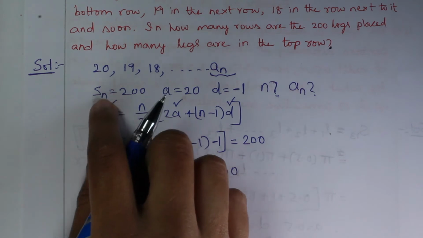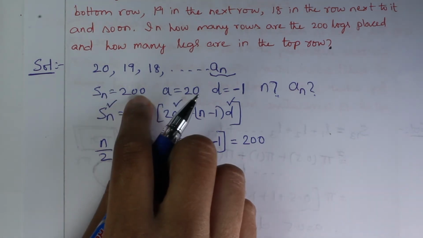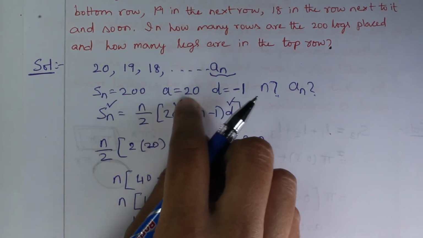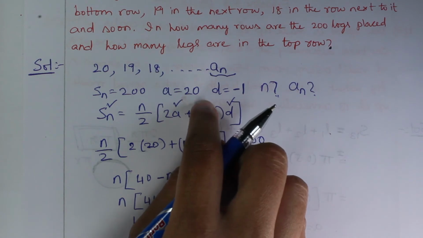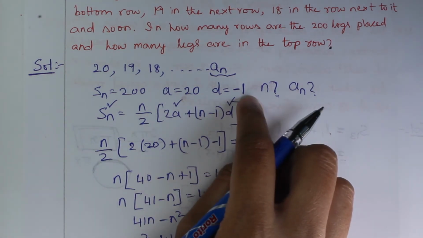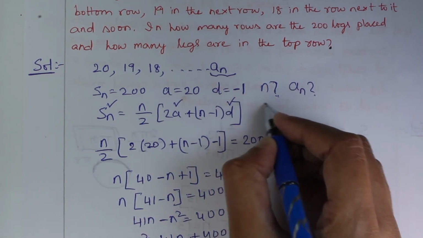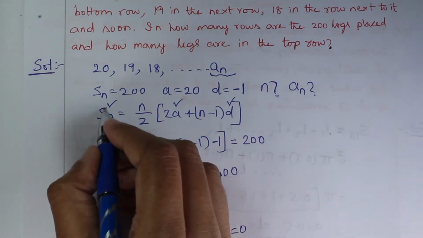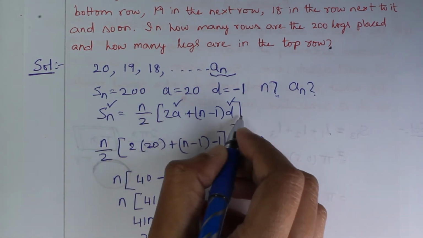So we know the value of Sn is equal to 200, that is the total number of logs, and in the bottom row there are 20 logs, that is a is equal to 20 and d, the common difference, is equal to minus 1. Now we have to find out the n value and the an value. So Sn is equal to n by 2 into 2a plus n minus 1 into d.